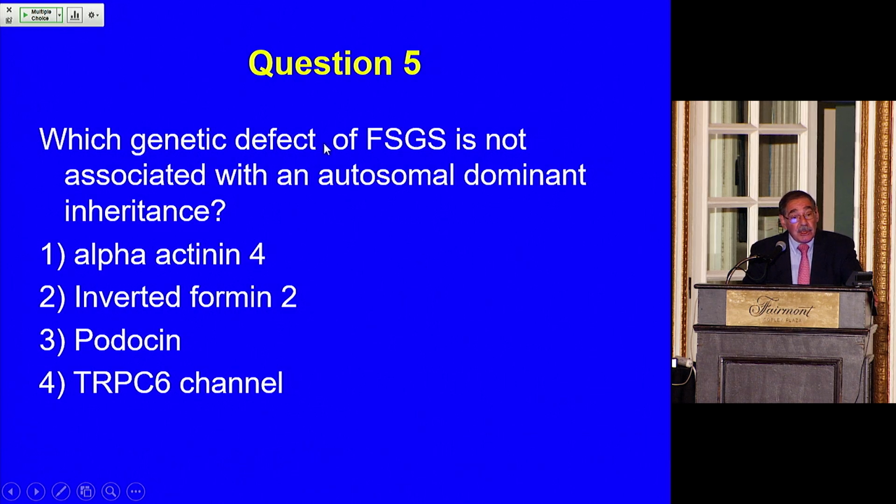Which genetic defect of focal sclerosis is not associated with an autosomal dominant inheritance? Genetics are a huge thing now in terms of boards. They're a huge thing in terms of journals. They're a huge thing in terms of your patients. So which of these is not an autosomal dominant? There we are. We hit our 50.